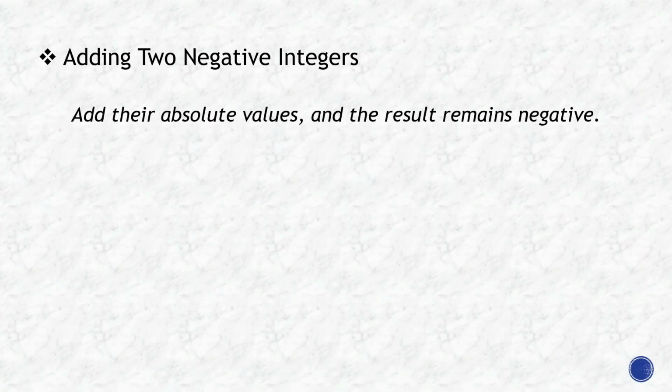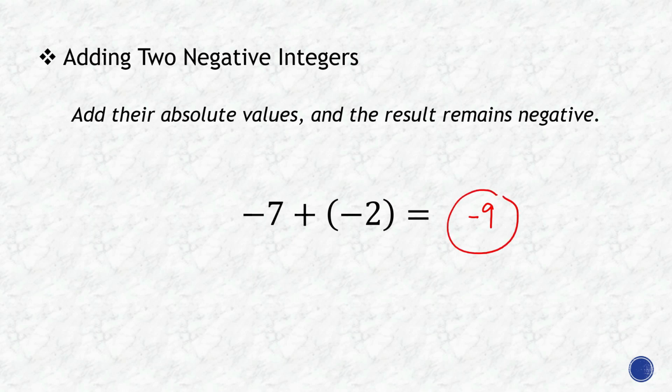All right, let's go to the next one, adding two negative integers. So the rule is add their absolute values and the result remains negative. So for example, negative 7 plus negative 2. Both are negative, you simply add 7 and 2, that equals 9. And since both of them are negative, you just need to put the negative sign. All right, so the answer is negative 9.